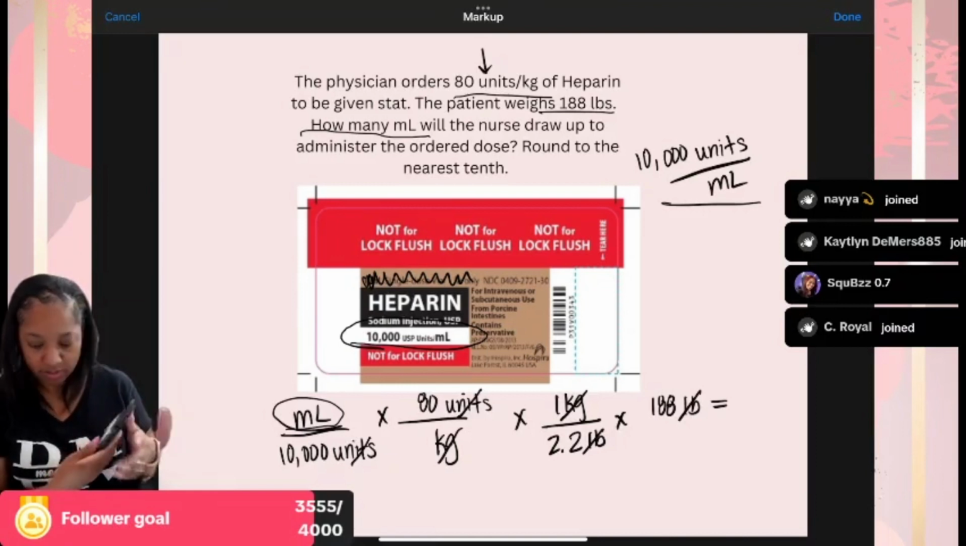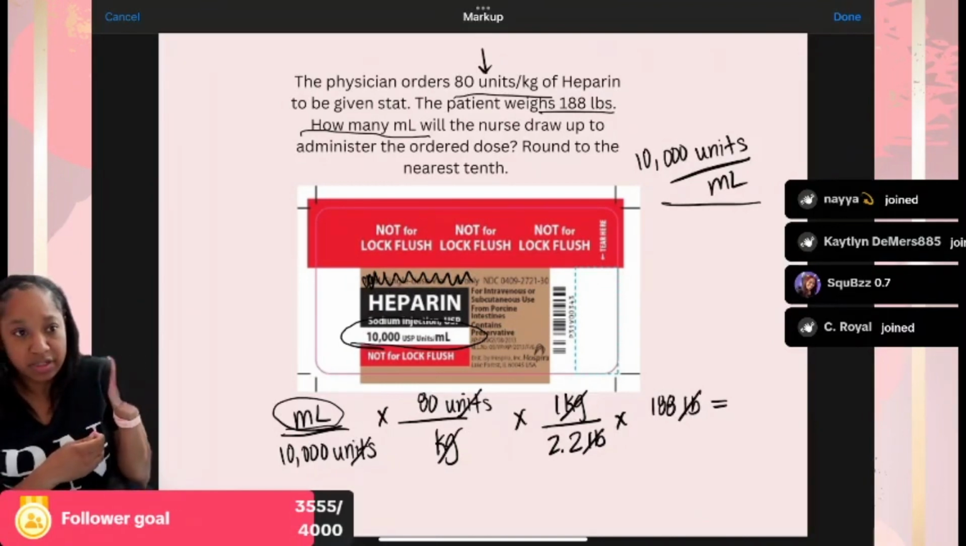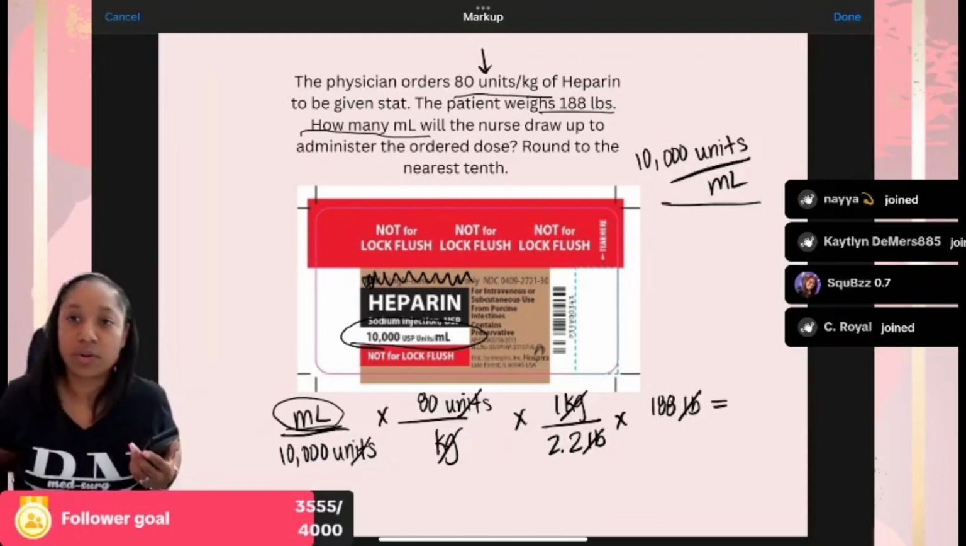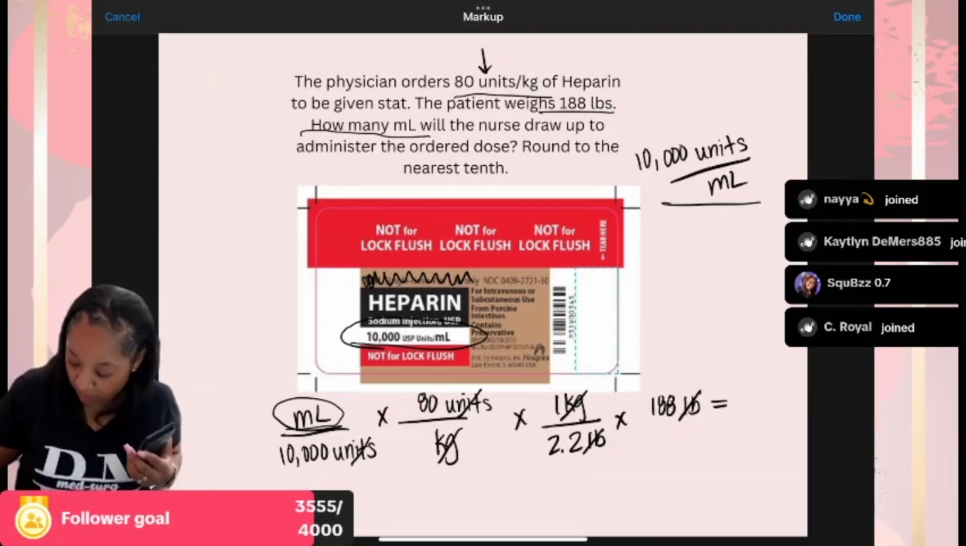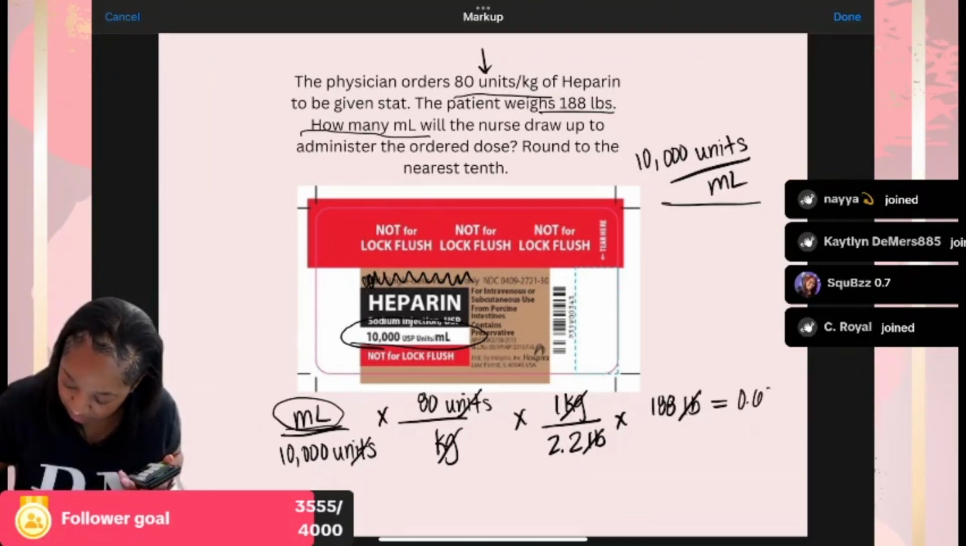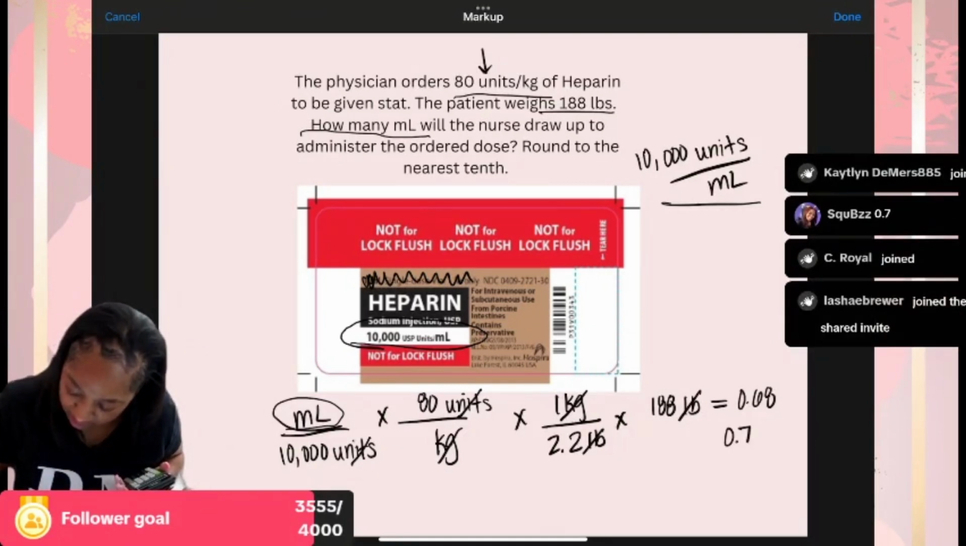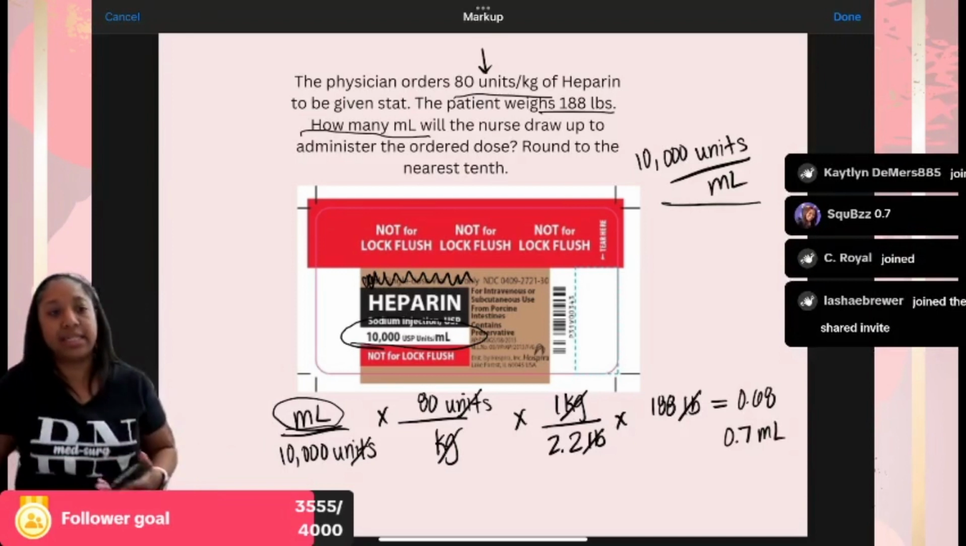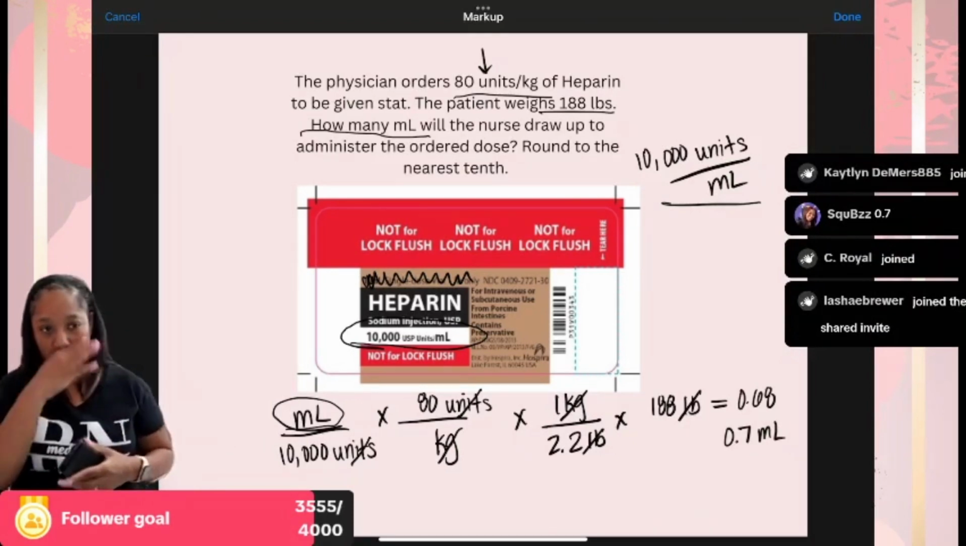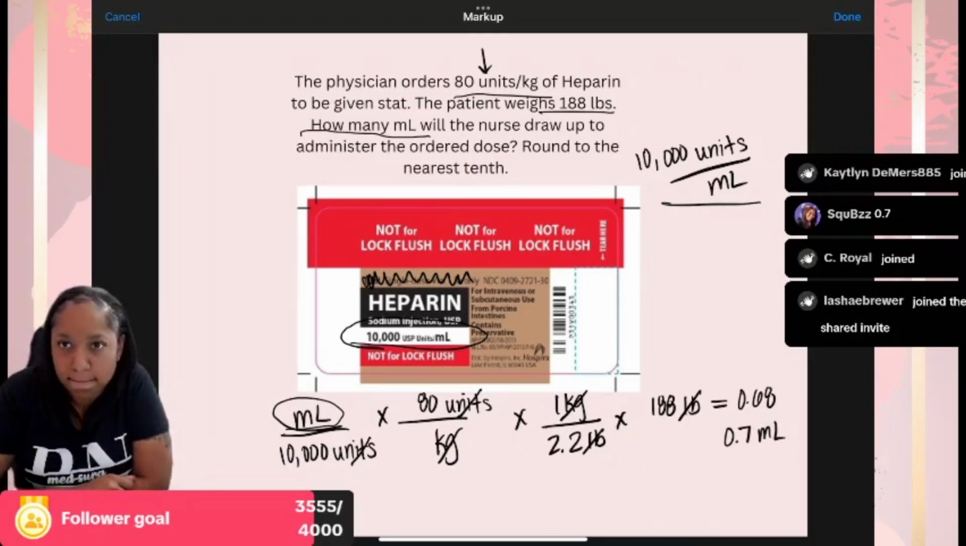2.2. Okay, you get 0.68, which is going to be 0.7, because we're rounding to the nearest tenth. 0.7 milliliters. What y'all think about that?